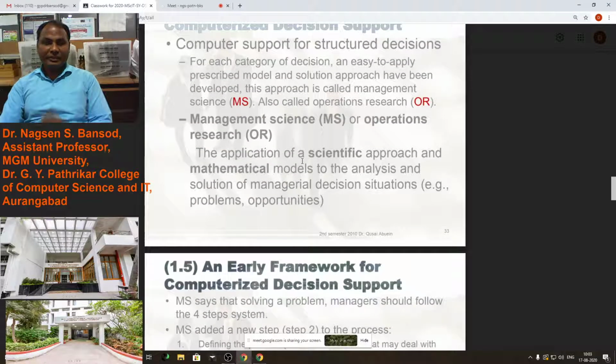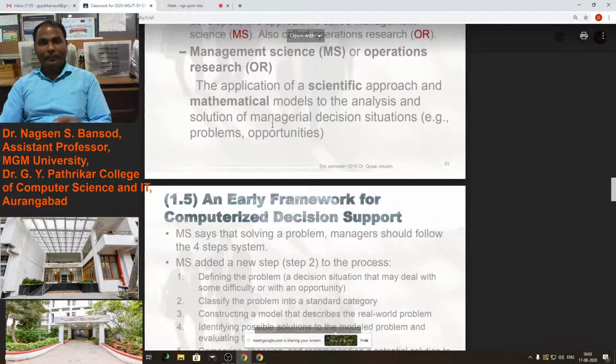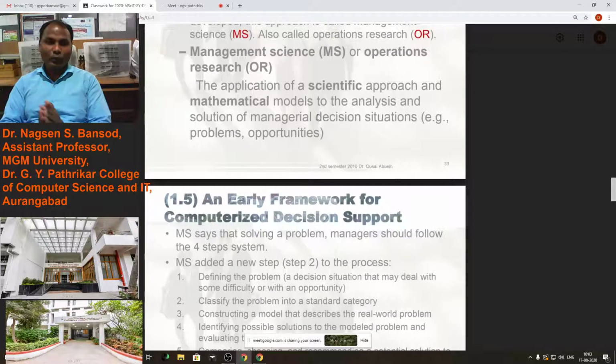Also we can say management science or operations research is the application of a scientific approach and mathematical models to the analysis and solution of managerial decision situations. This management science is useful, for example, for problem solving, or to convert a problem into opportunities. You have to use management science or operations research.